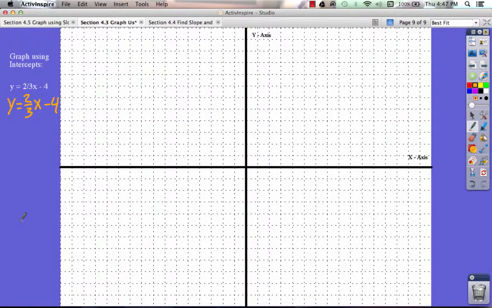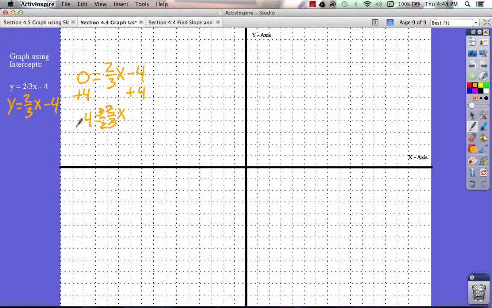First step in graphing this using intercepts, plug 0 in for y. We're plugging 0 in for y and solving for x. So 0 equals 2/3 x minus 4. To solve this, we're going to add 4 to each side to get x by itself. So 4 equals 2/3 x. Then we're going to multiply by the reciprocal, 3 halves, so the 3's cancel, the 2's cancel.